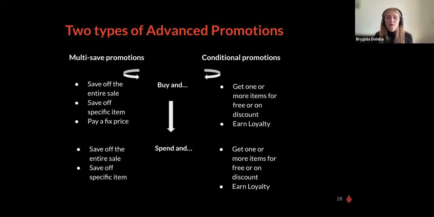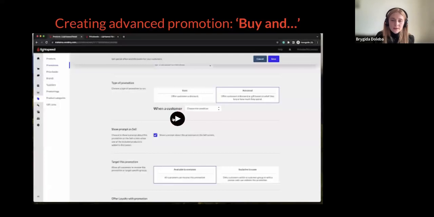For the conditional promotions, however, you can buy and get 1 or more items for free or on discount, or buy and earn loyalty. The spend and option here is pretty similar, so you can get 1 or more items for free or at discount, or spend and earn loyalty. Let us show you a few examples of different advanced promotions. The first one will be the buy and advanced promotion.